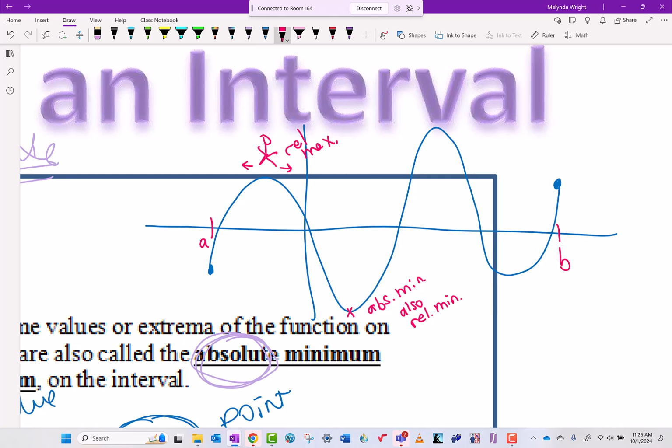Okay, so here we've got another location right here. This location looks like the very tallest y value, right? So this is an absolute max, and it's also a relative max.